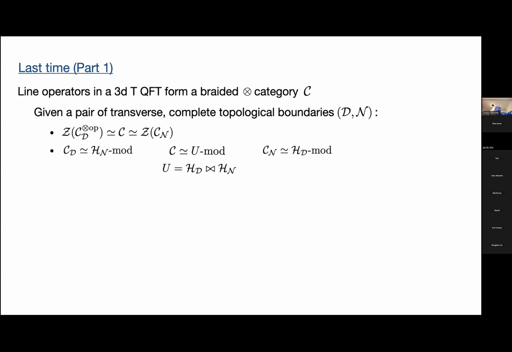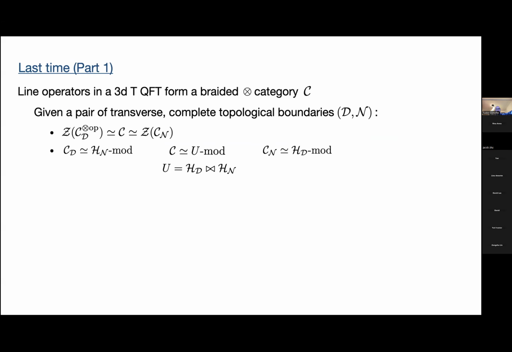What you can do is take their trace. If you have an object in this two-category, you can take its trace and produce an object in the braided tensor category C itself. And the trace of an object in the two-category is what? I mean the Hochschild homology.